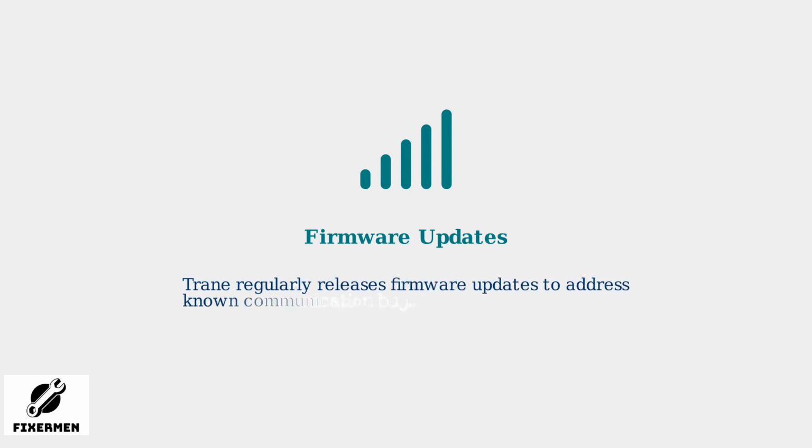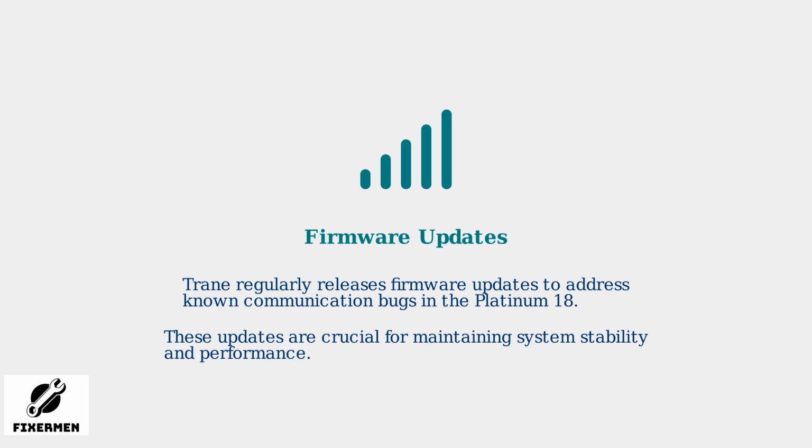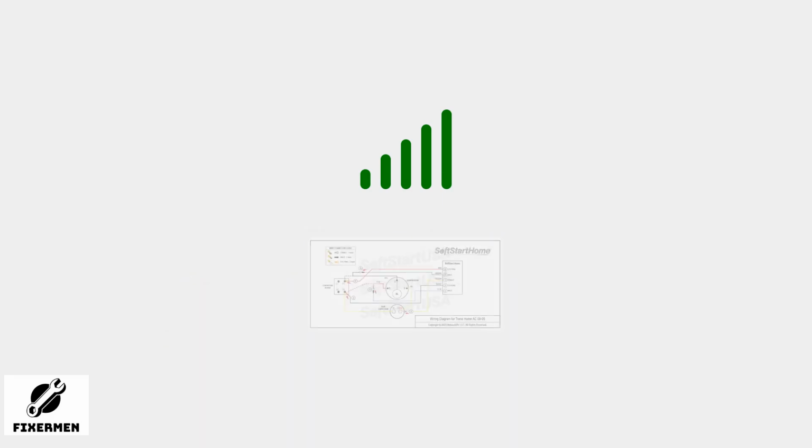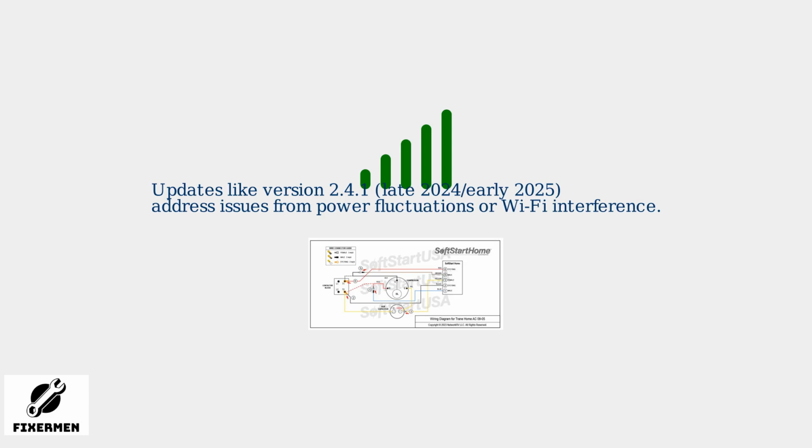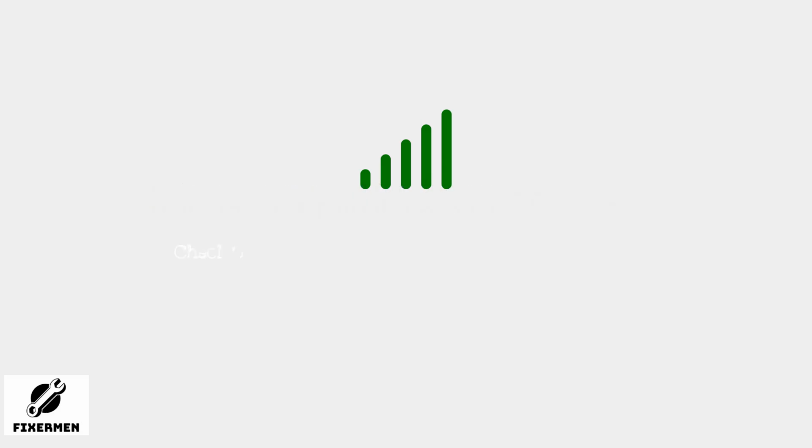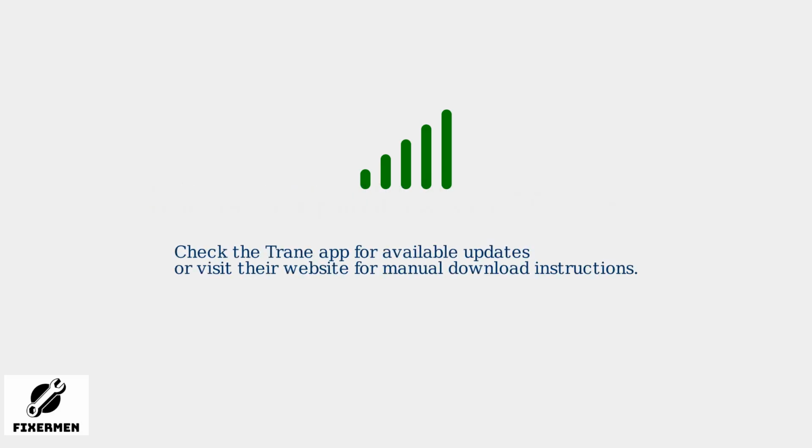Trane regularly releases firmware updates to address known communication bugs in the Platinum 18 heat pump. These updates are crucial for maintaining system stability and performance. To visualize the impact, the signal icon shows communication status changing from error to stable. Updates released in late 2024 and early 2025, like version 2.4.1, specifically addressed issues exacerbated by power fluctuations or Wi-Fi interference. To apply these updates, check the Trane app for available updates or visit their website for manual download instructions. Keeping your firmware current ensures reliable communication and optimal performance.